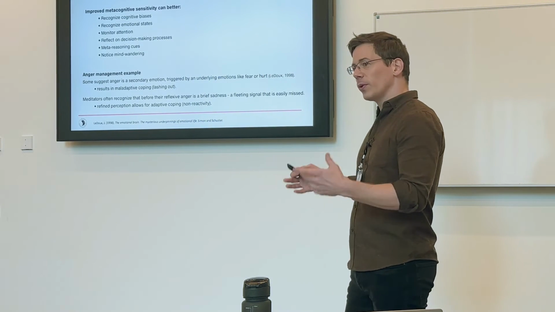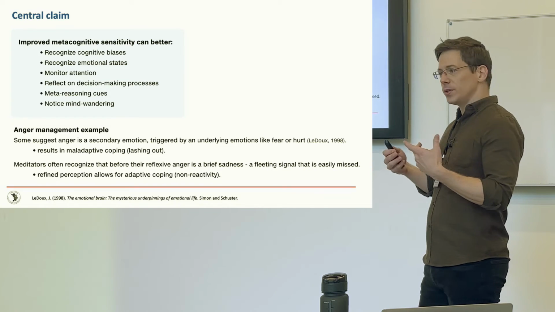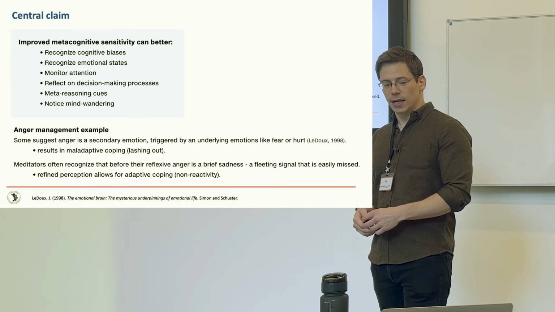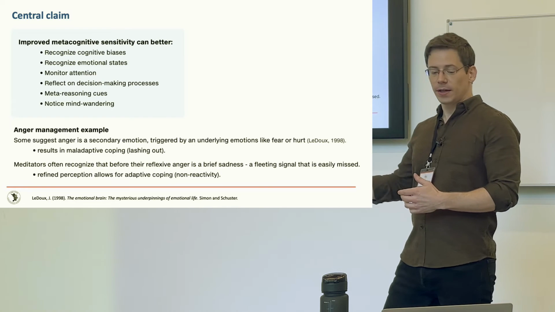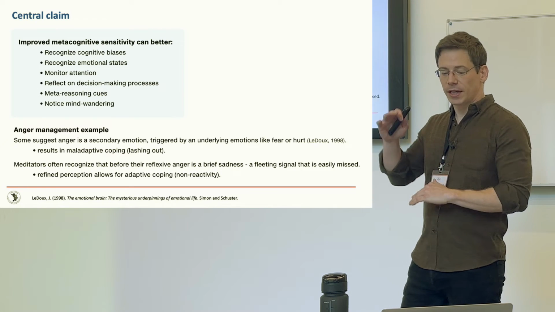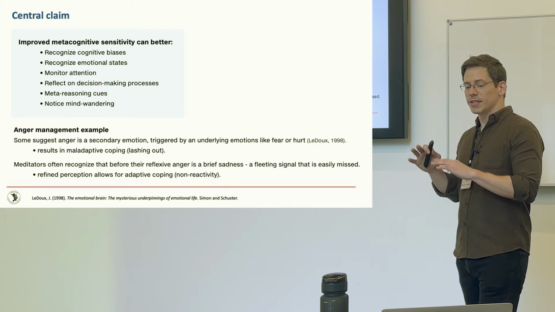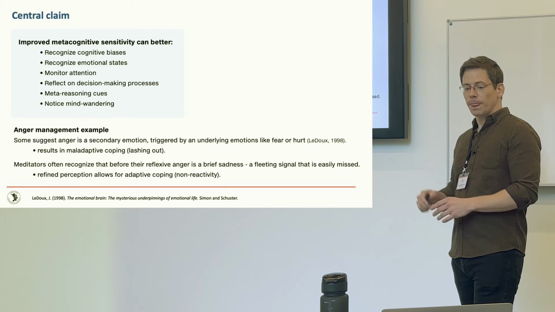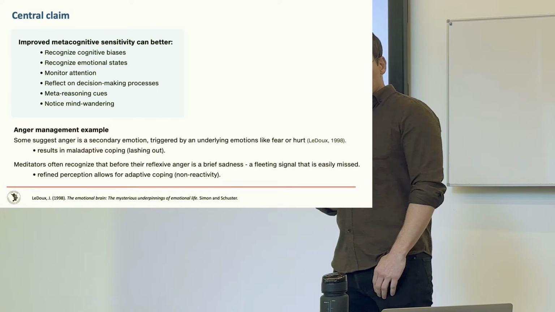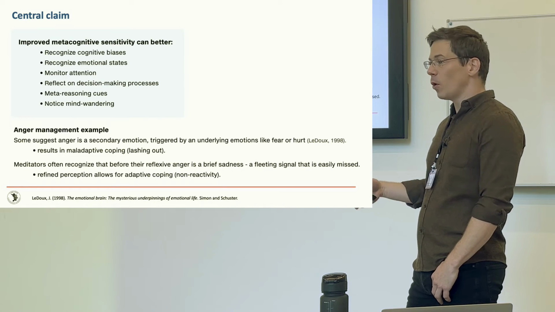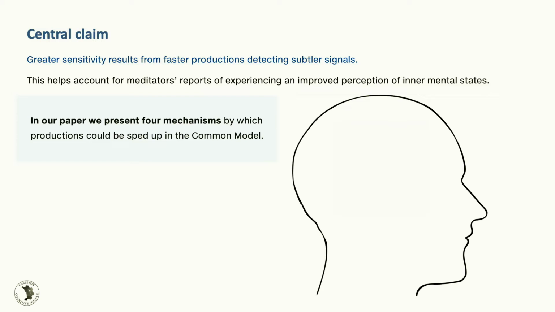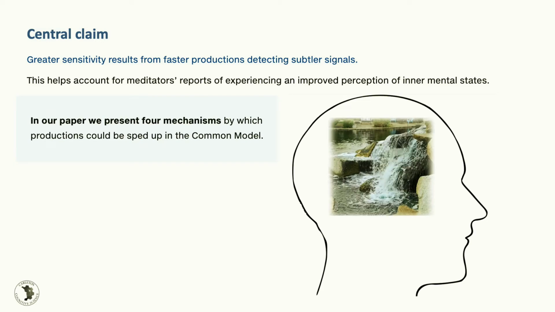But people who go through anger management training tend to increase their metacognitive sensitivity, and meditators will often recognize that right before some reflexive anger, there's a brief, fleeting sadness or a brief, fleeting emotion of fear, a signal that can be easily missed because it's so subtle. And so a refined perception, a refined sensitivity, allows people more adaptive coping. You don't lash out, you deal with the primary emotion. And so these are some of the benefits of metacognitive sensitivity.